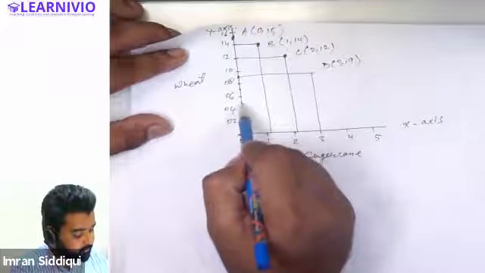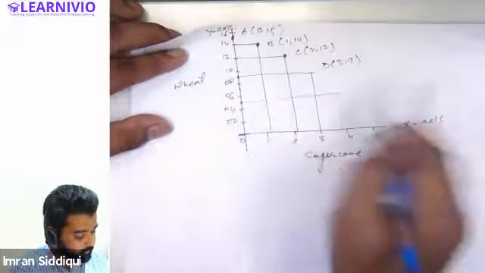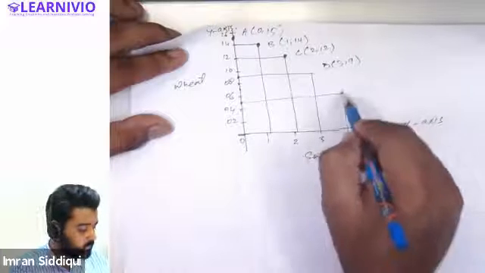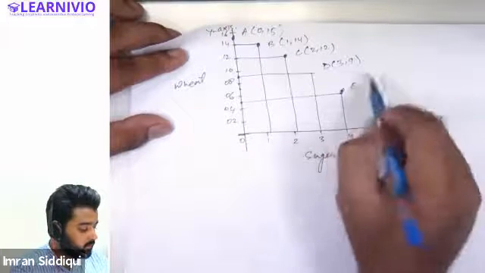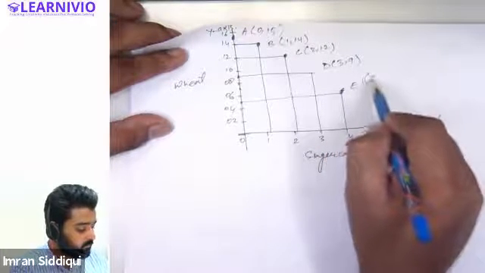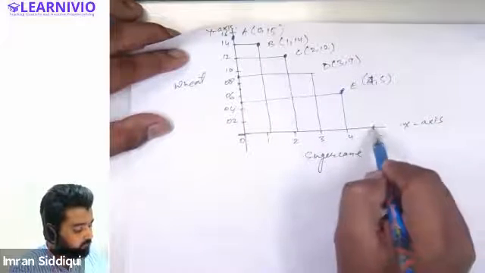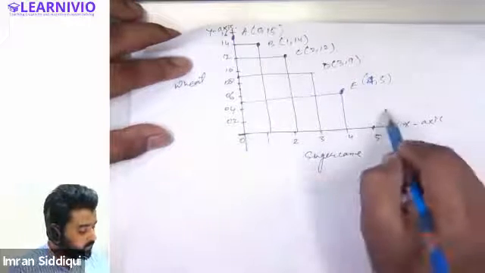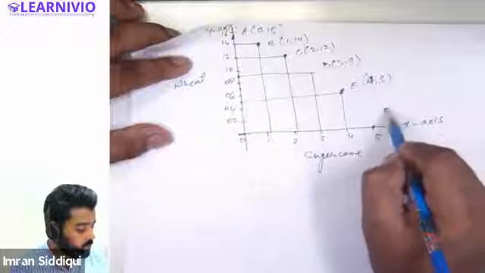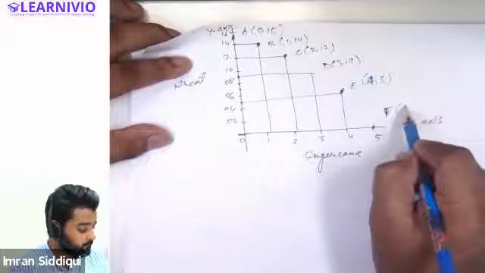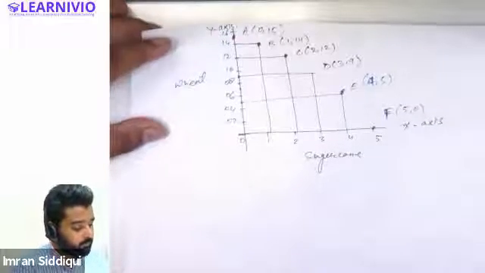Then we will draw combination E, 4 and 5. 5 will be somewhere here. And this is combination E, 4 and 5, and there is the last combination, 5 and 0. So this is the F combination, 5 and 0.